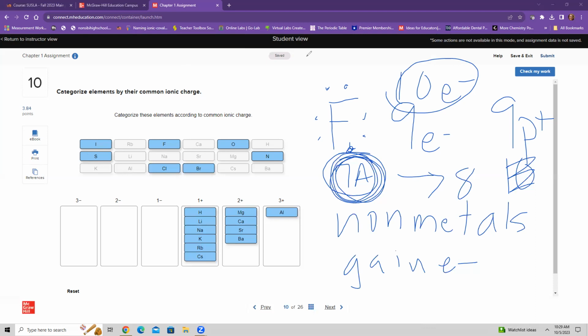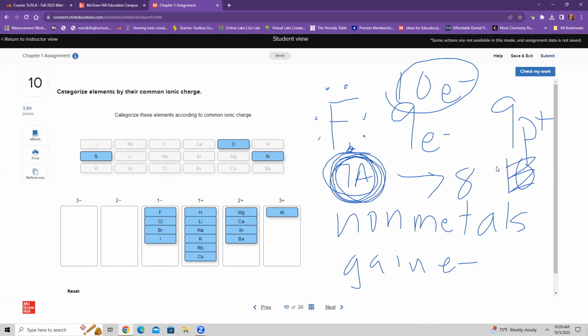So we're going to drag all the group 7 ones into negative ones. That's fluorine, iodine, chlorine, and bromine. Now let's look at sulfur and oxygen.